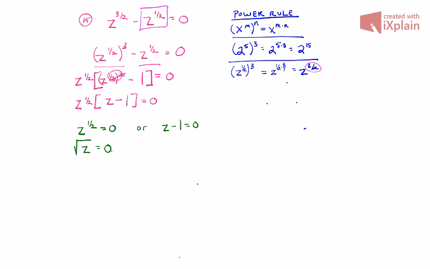Well, the only thing that you can do here is square both sides, and so z is equal to 0. Big surprise. And for the second one, we would add 1 to both sides to remove the -1 on the left-hand side. And then we have z is equal to 1. So your two solutions are z is equal to 0 or z is equal to 1.